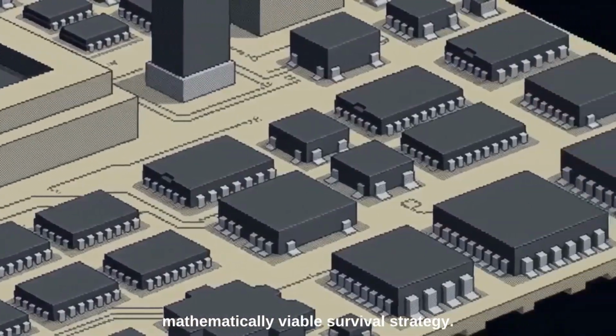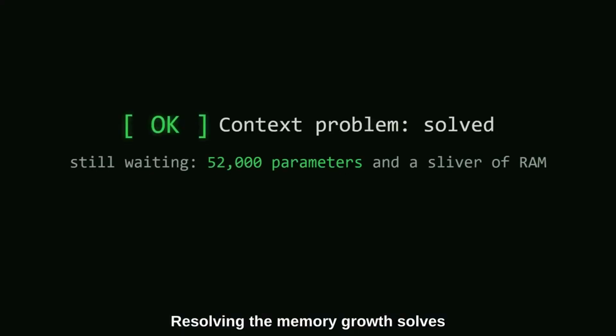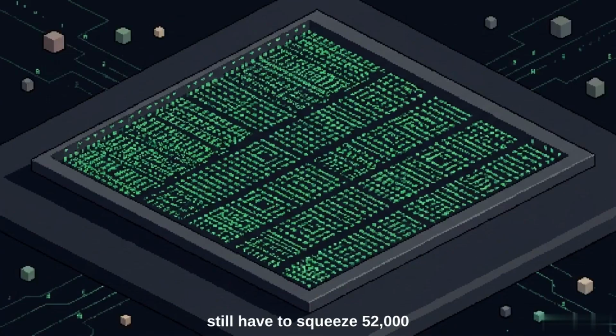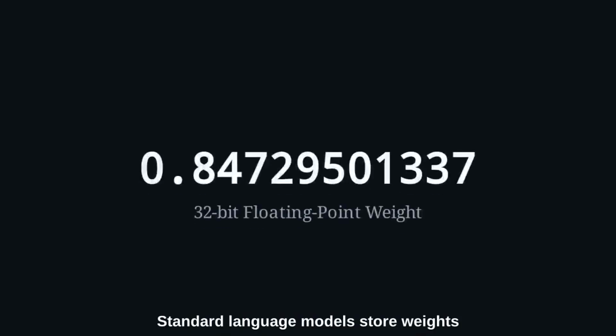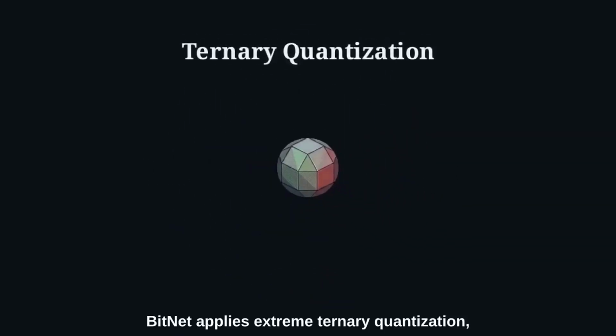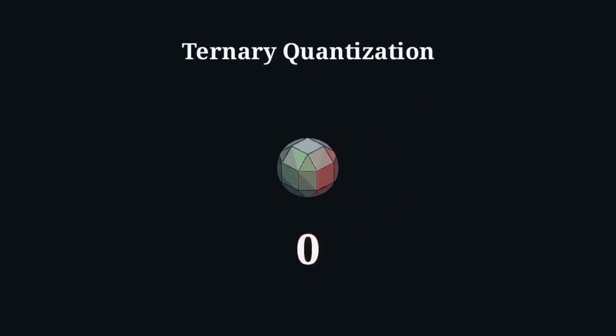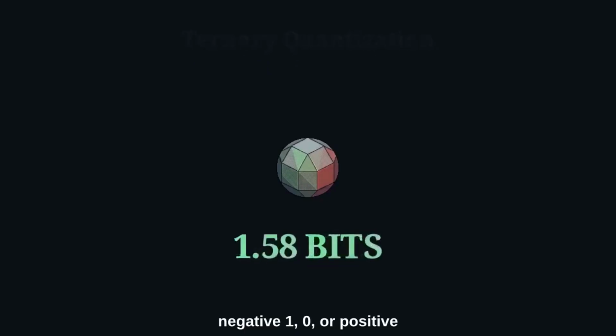mathematically viable survival strategy. Resolving the memory growth solves the context problem, but we still have to squeeze 52,000 required neural network parameters into our remaining sliver of usable RAM. To achieve this density, we utilize the BitNet architecture to radically compress the model weights. Standard language models store weights as 32-bit floating point numbers. BitNet applies extreme ternary quantization, forcing every single weight into one of three distinct values: -1, 0, or +1.